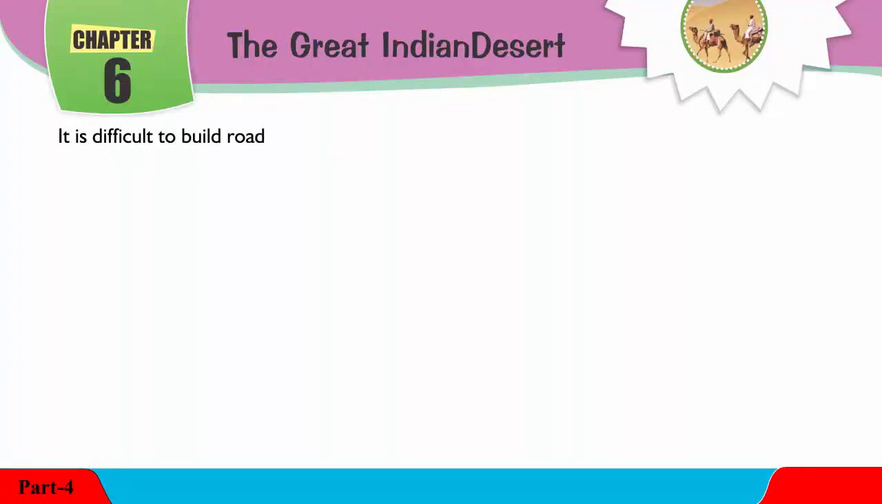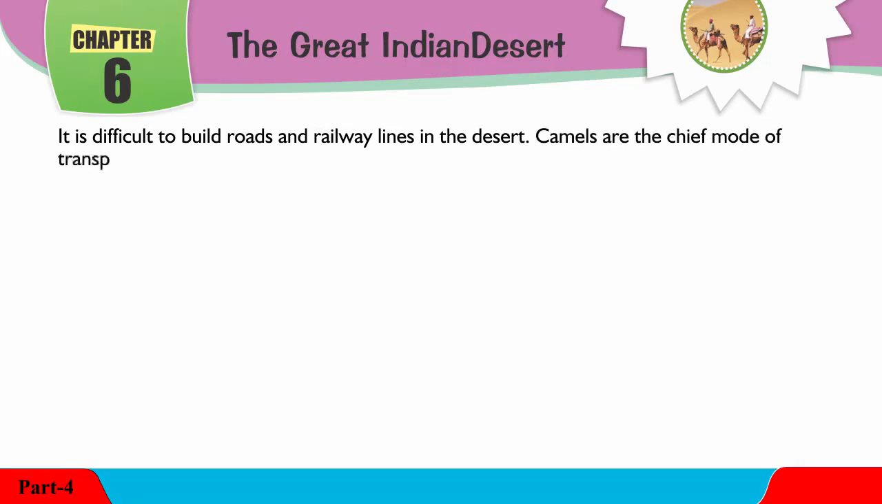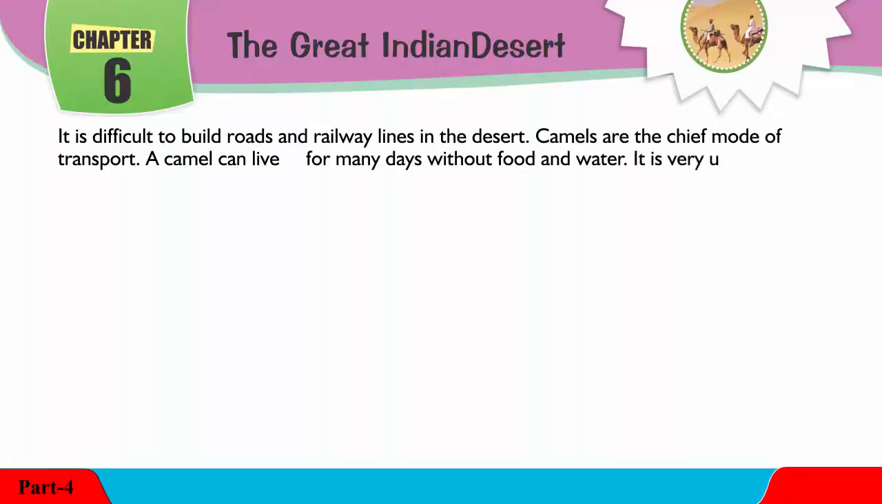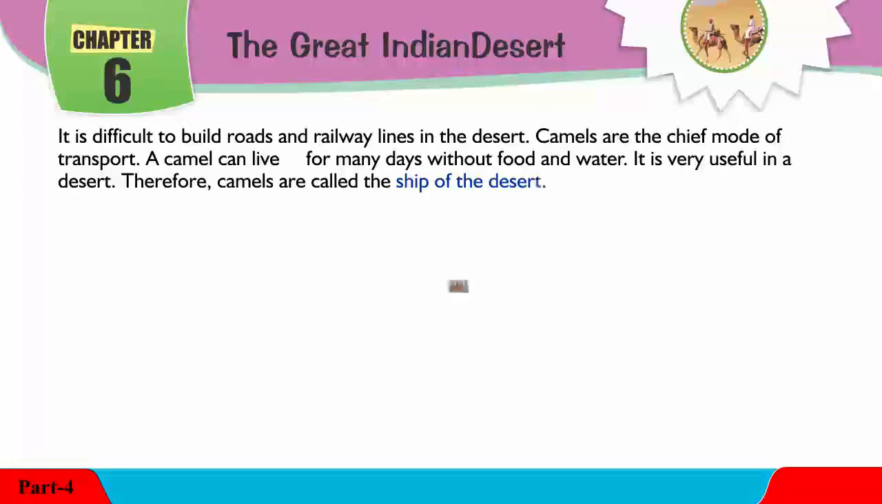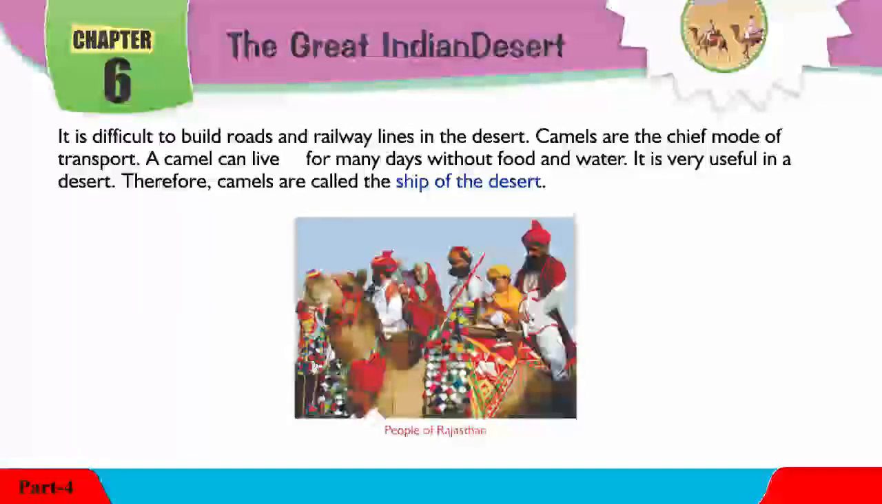It is difficult to build roads and railway lines in the desert. Camels are the chief mode of transport. A camel can live for many days without food and water. It is very useful in a desert. Therefore, camels are called the ships of the desert. People of Rajasthan.